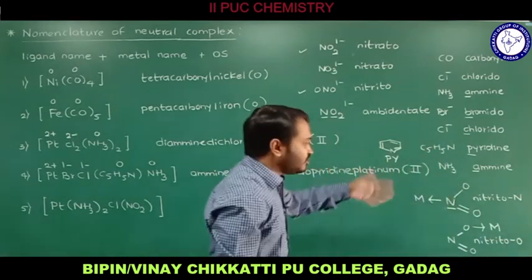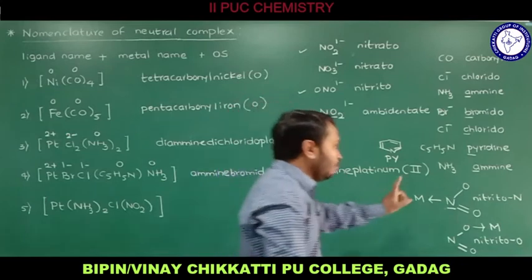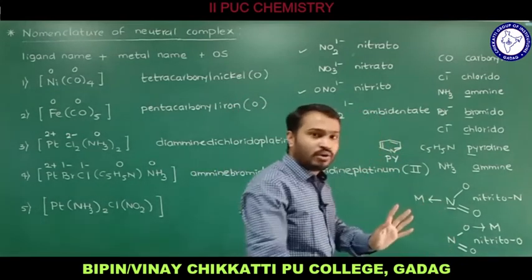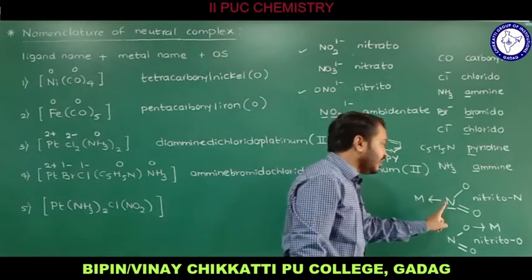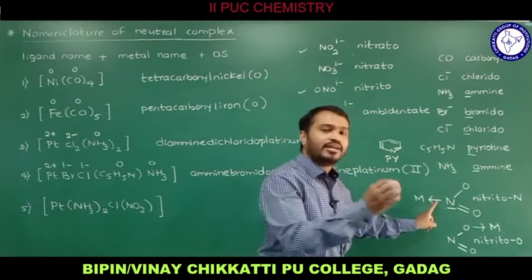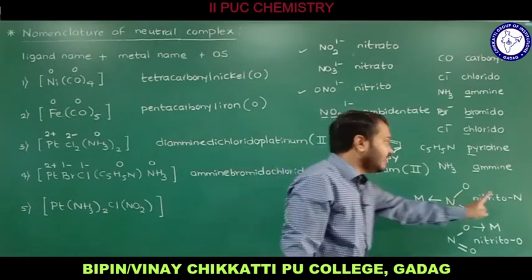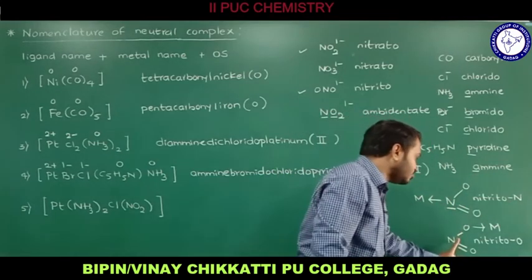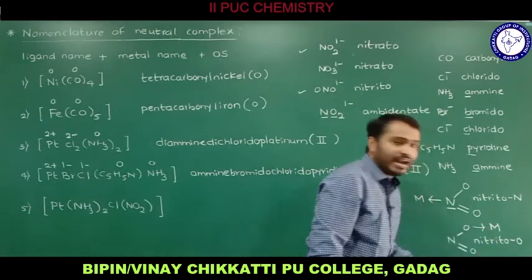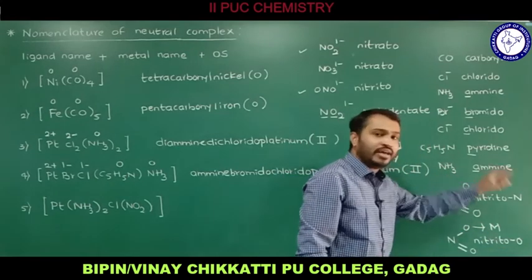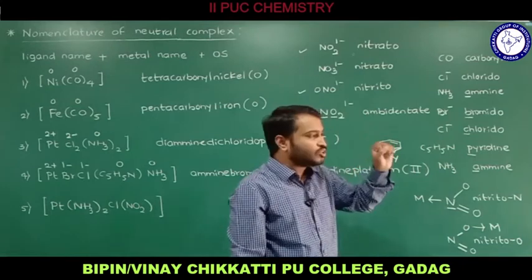So what is the difference between the two? What is the meaning of these two? Both are nitrito only, but in this case nitrogen will be the ligating atom, or nitrogen is going to attach with the metal, therefore I write N, and here oxygen is going to attach with the metal, so I write O. So if I write nitrito-N, N will be the ligating atom, N is going to join with the metal.